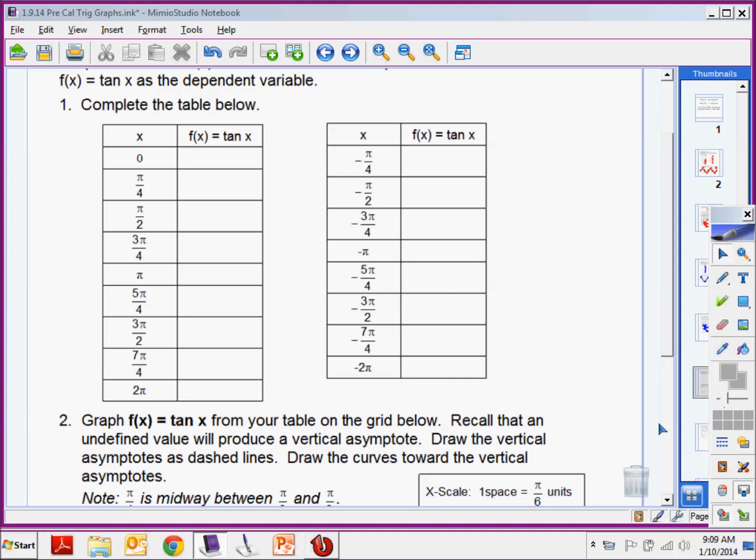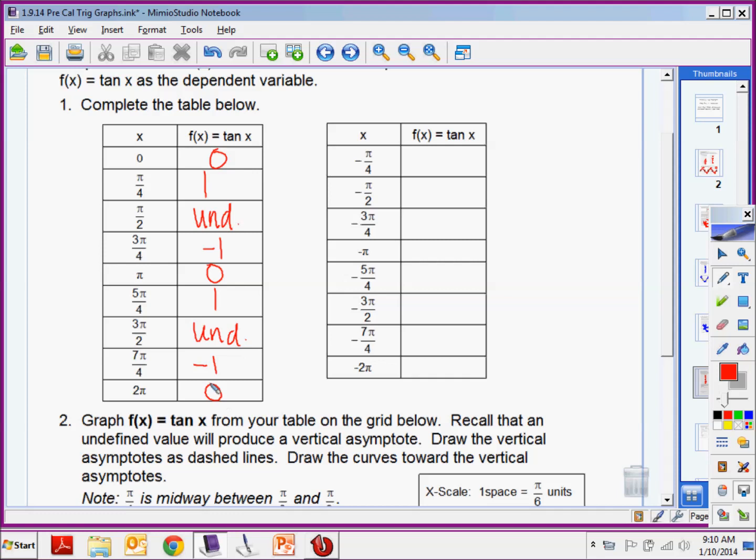So the tangent of 0 is 0. The tangent of pi over 4 is 1. The tangent of pi over 2 is undefined. The tangent of 3 pi over 4 is negative 1. The tangent of pi is 0. Tangent of 5 pi over 4? 1. Tangent of 3 pi over 2? Undefined. Tangent of 7 pi over 4? Negative 1. 2 pi? 0.